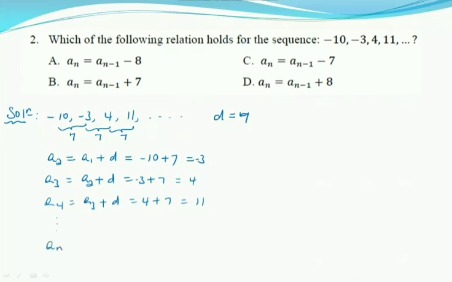Therefore, we can write the nth term as the sum of its preceding term plus the common difference. This is the general formula that we can have regarding this sequence. So the relation in B holds for this sequence.